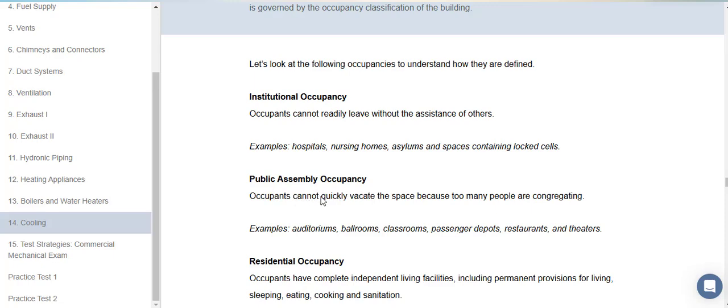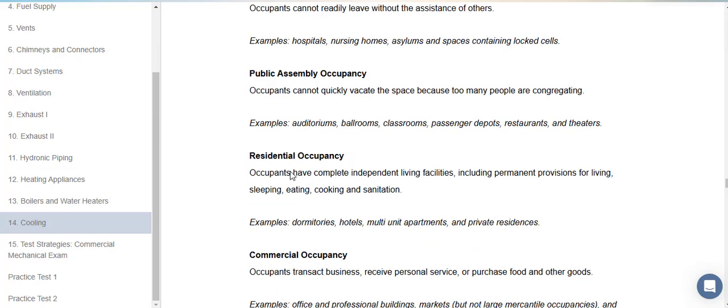Public assembly: occupants can't quickly vacate the space because too many people are congregating. Examples: auditoriums, ballrooms, classrooms, passenger depots, restaurants, and theaters.